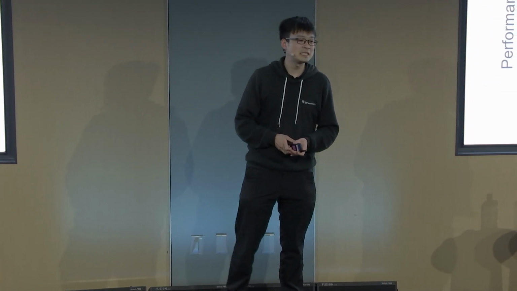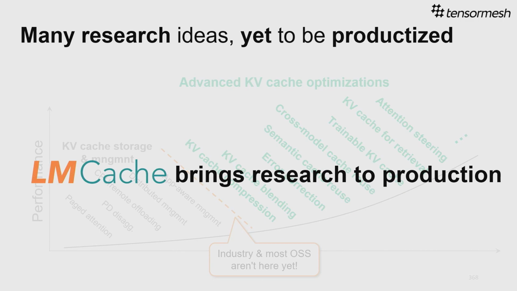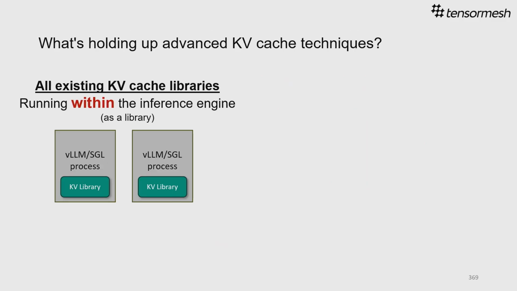There's an exciting space ahead of industry because researchers have proposed all these ideas, but they haven't patented them. Okay? And industry can use it. Now, LMCache is a project to let people use these research ideas and bring research to production. So first of all, let's think about why it's hard for industry to use these ideas.